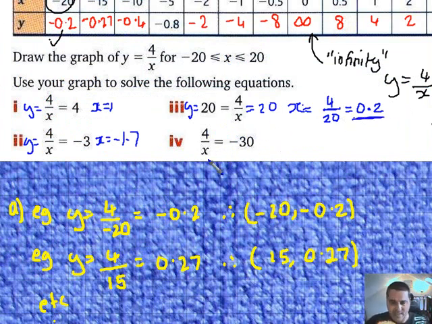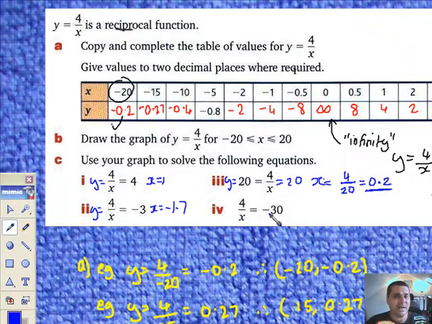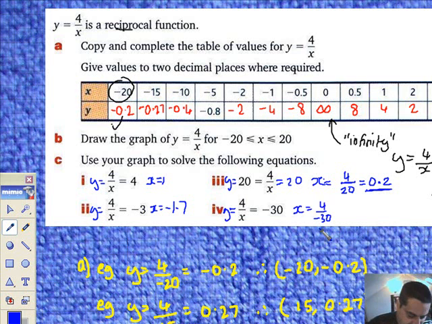Now what about this one? Same thing, rearrange it. I'm not going to draw the line y equals minus 30 because it's really stupid and it's way off the scale. So I'm just going to do this. X equals 4 over minus 30. That will be 2 over 15. Let's just calculate it quickly. So 4 divided by negative 30, and that gives me minus 0.1333.